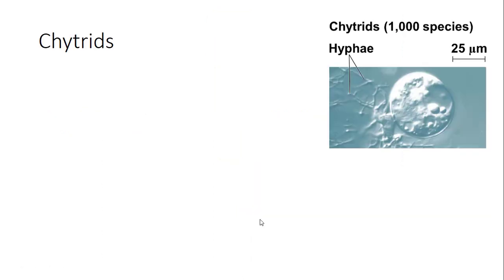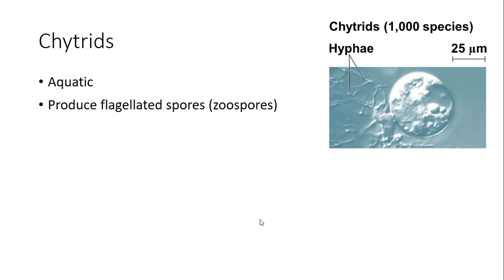Let's talk about each of these 5 groups. So chytrids, as I mentioned, is the most primitive group of fungi. And remember that when I say primitive, I mean that it has evolved a longer time ago. It's aquatic. Because it's aquatic, the spores that they produce are flagellated. We call these spores zoospores. It's a general term for any spore that is flagellated. So a lot of aquatic species of protists would produce those spores too.